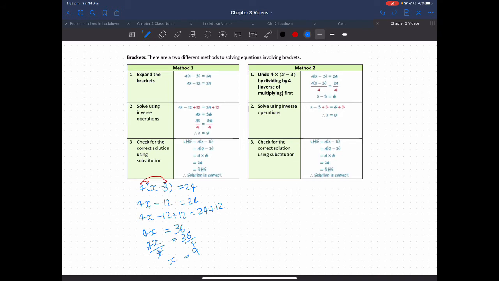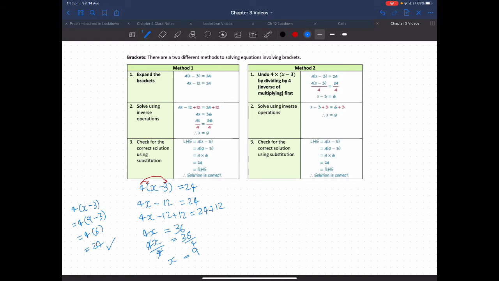Now I want to check I am correct. I know 4 times x minus 3 must equal 24. So I've got 4 times 9 minus 3, substituting the 9 for the x. 9 minus 3 is 6, 4 times 6 is 24. Yes, I knew 4 times x minus 3 should equal 24, so I am correct.